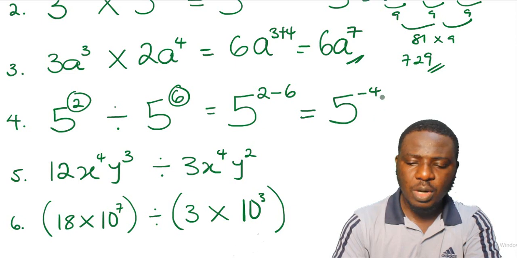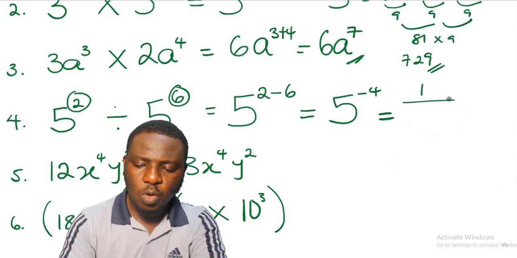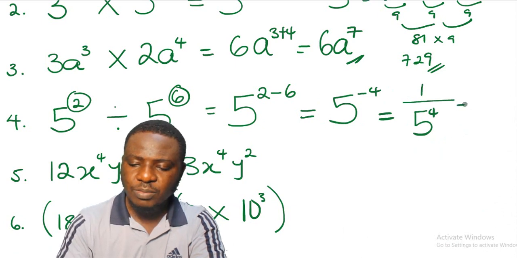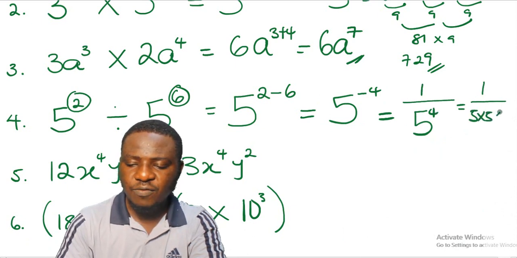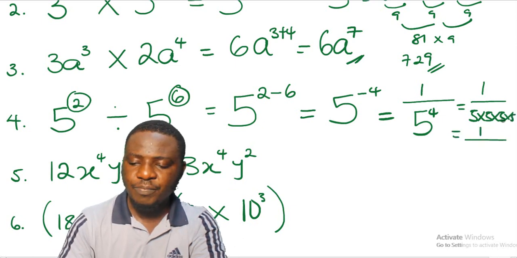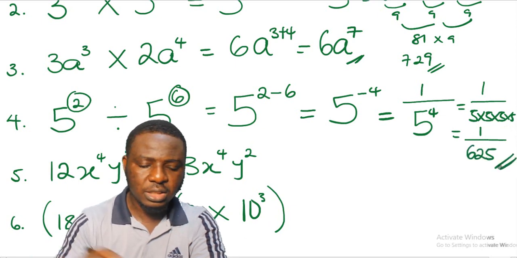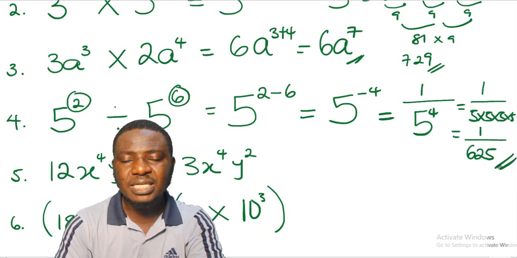But I'm going to show you another rule which will simplify this further to be 1 divided by 5 raised to the power of 4. And if you have to simplify this further, 5 raised to the power of 4 simply means 5 times 5 times 5 times 5, which is equal to 1 divided by 25 times 25, which is 625. So your answer is 1 divided by 625. You can as well write this as decimals, okay, using your calculator.